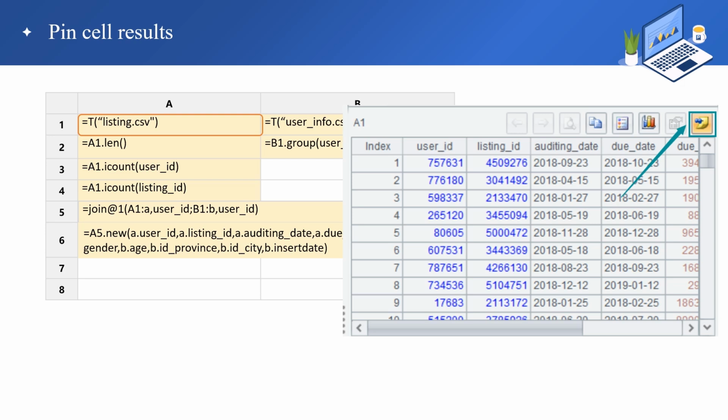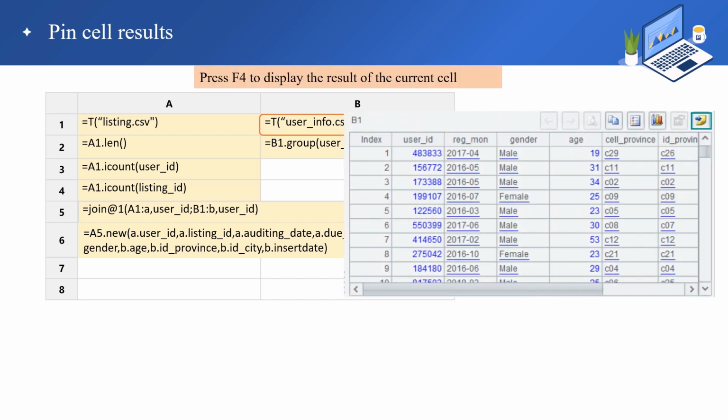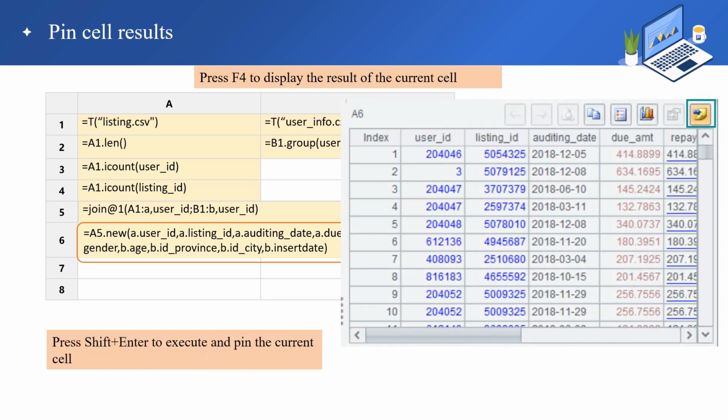After copying the fields of A1, it also needs to copy the field names of B1. Select B1 and use the shortcut key F4 to switch the result to B1. Having written the code in A6, if you want to execute it separately and pin the result of A6, you can use the shortcut key Shift-Enter.